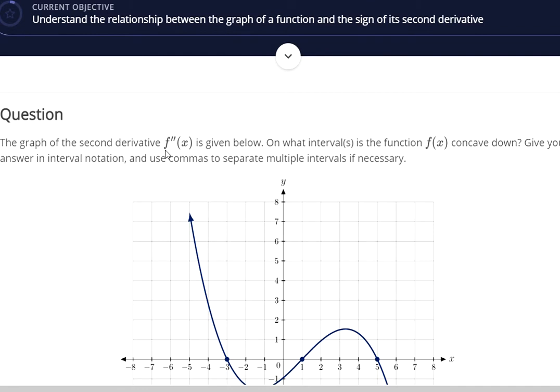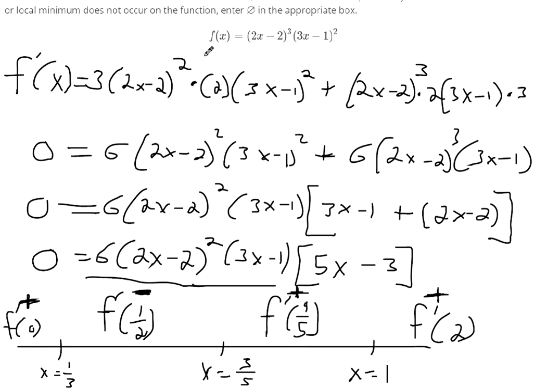Okay, this is not a graph of the first derivative. This is a graph of the second derivative. So what interval is it concave down? The second derivative means you're looking at acceleration. You're looking at the slope of the slopes. Here, and actually, let me write that out.